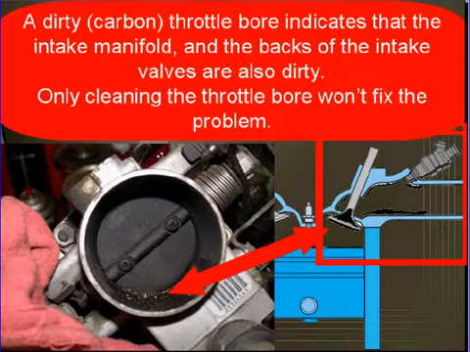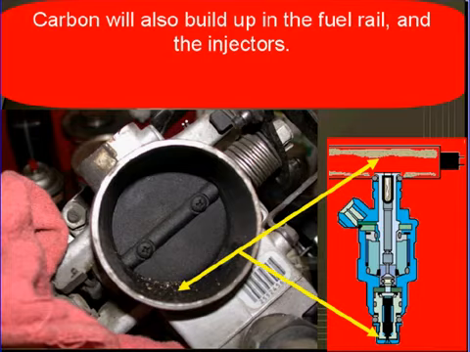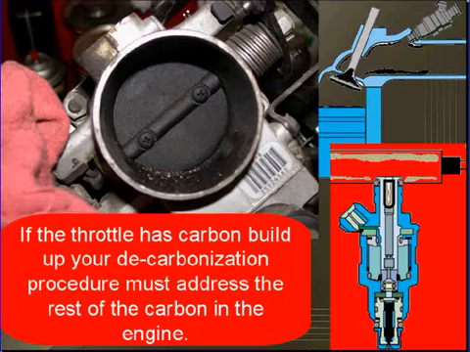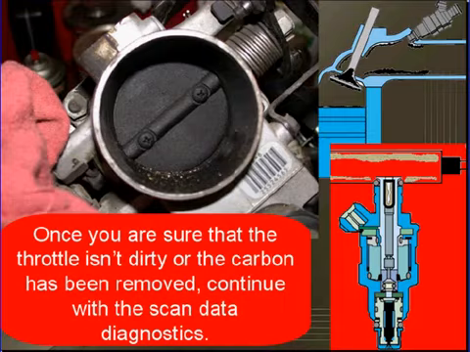A dirty throttle bore indicates that the intake manifold and the back of the intake valves are dirty also. Only cleaning the throttle bore won't fix this problem. Carbon will also build up in the fuel rail and the injectors. If the throttle has carbon buildup on it, you need to decarbonize the entire engine. Your decarbonization procedure must address all the carbon buildup in the engine. Once you are sure that the throttle isn't dirty or the carbon has been removed, continue with scan data diagnostics.